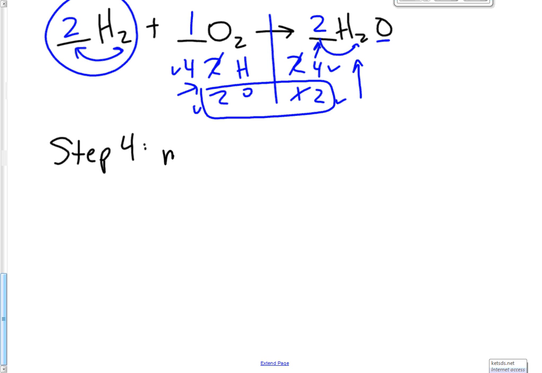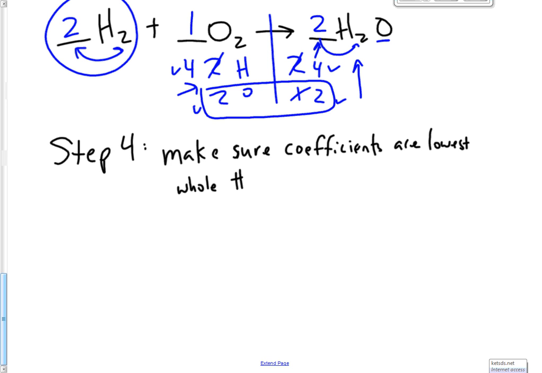Once that's done, move on to step 4, which is making sure your coefficients are the lowest whole number ratio. Sometimes when you get going, you'll end up with something where everything's a multiple of 2, so you can just simplify it all.